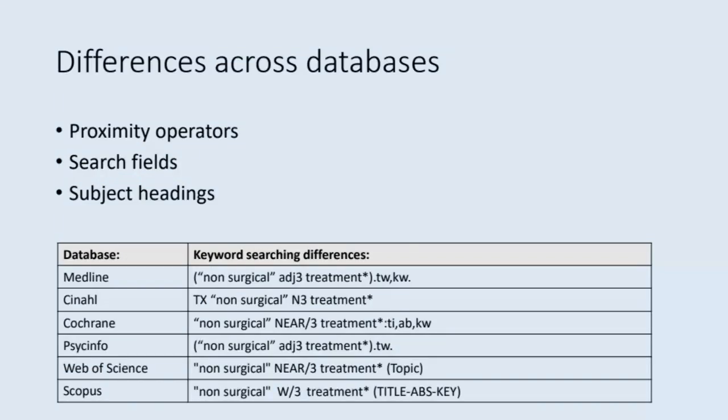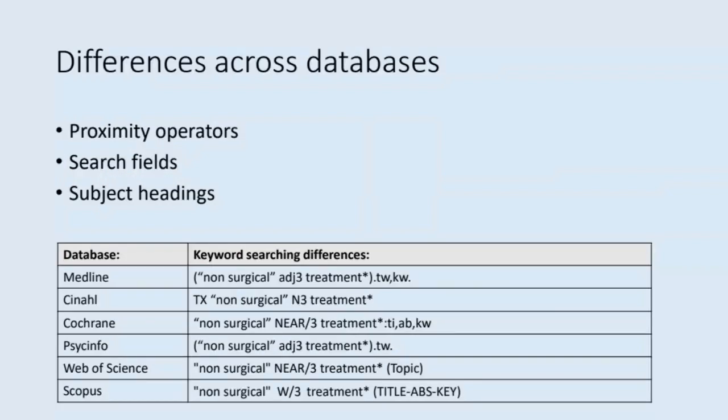But when we go into the other databases, it will be slightly different. So for example, within CINAHL, the next database down, which is one of the biggest nursing and allied health databases, you can see that the proximity operator has changed from ADJ to N. And in CINAHL, you would choose from a drop-down box which field you search. So the TX field is all fields, so it'll search all fields in CINAHL, non-surgical within 3 words of treatment.